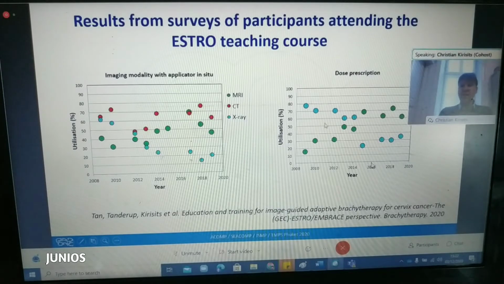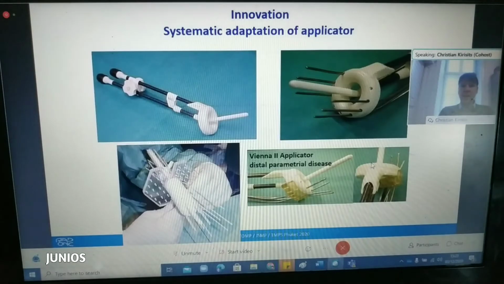The same is here for the prescription. Point A was almost 80-90%, the main parameter. Now it's dropped to only 30%, while the other 70% are now using volume-based prescription. There's a clear trend all over the world, and I think we can call it already state-of-the-art what is done now with MRI and with CT and volume-based prescription.